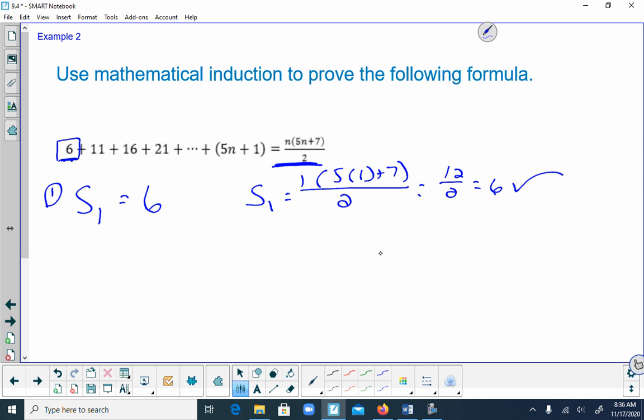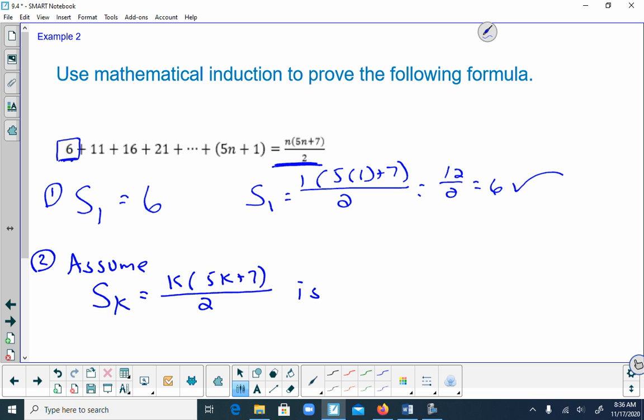Then what I'm going to do is assume that S of k is equal to, and I'm putting in k for this n, k times 5k plus 7 over 2. I'm going to assume that that is true. So I'm assuming the sum of the k term is equal to this.